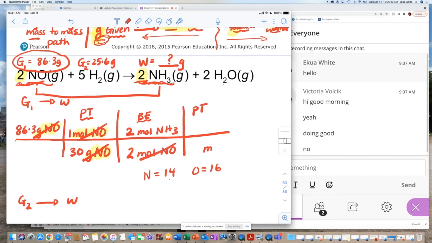Now, I want the mole of NH3 to be on the bottom, and then up here I'll write grams of NH3. So mole of NH3 on the bottom, grams of NH3 on top. Here I'm going to write 1 mole of NH3. And up here, grams of NH3. N is 14, then I have 3 H's. Each H is 1. So it's just 17 grams. Mole of NH3 cancels out with mole of NH3.